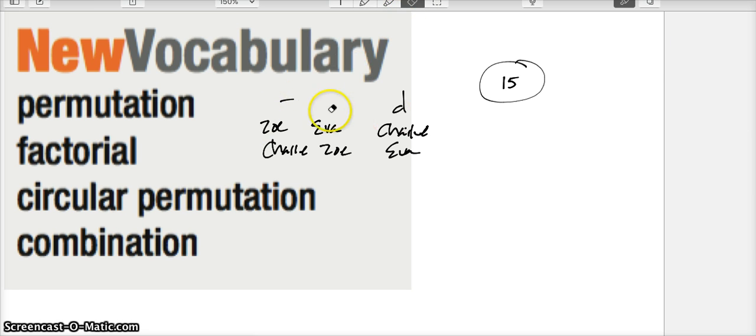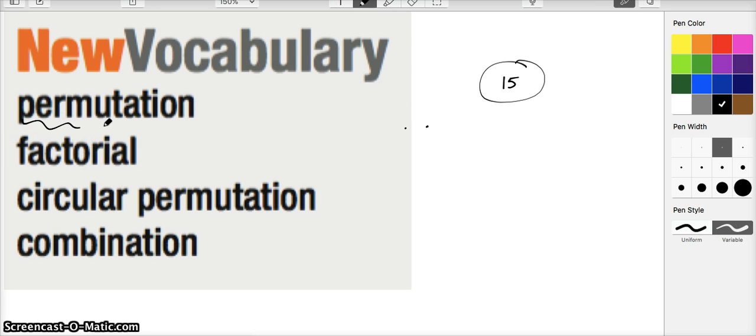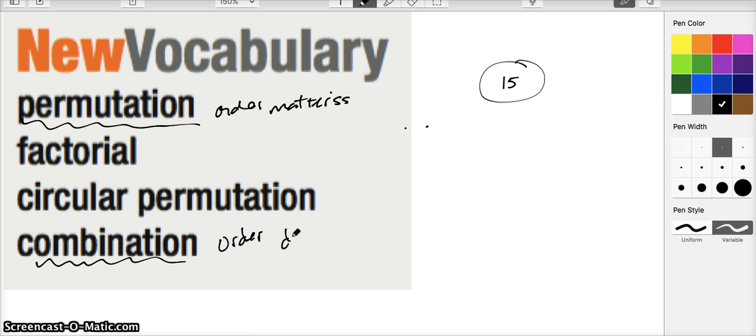And the reason why I'm making this distinction is because of combinations, which I will talk about now. So permutation, basically order matters. And then combinations, order doesn't matter. So imagine the same scenario where we've got 15 students in class, right? And I need to pick three students to work on a project together.